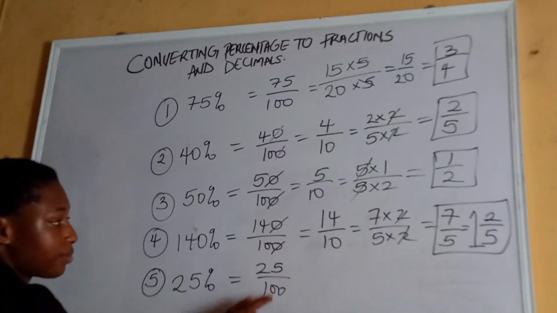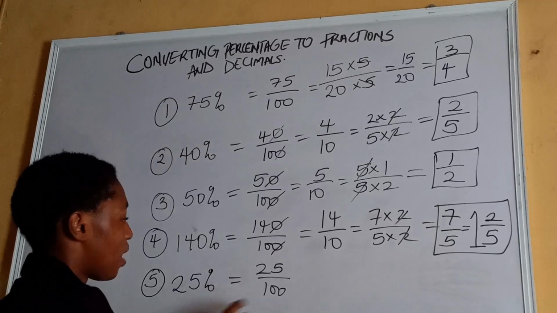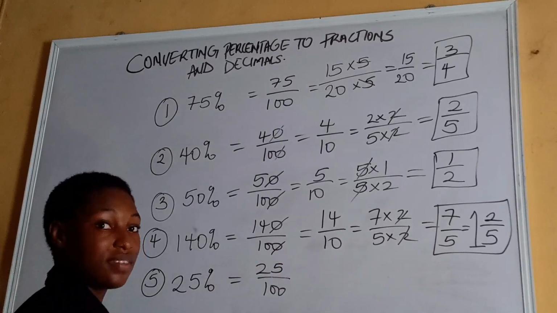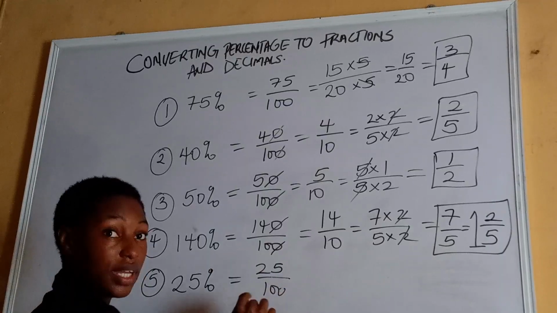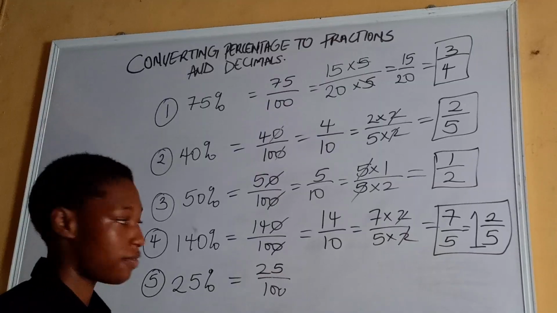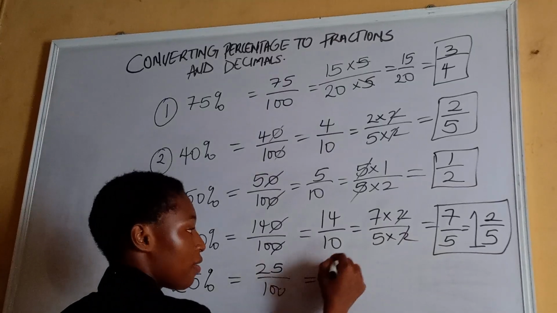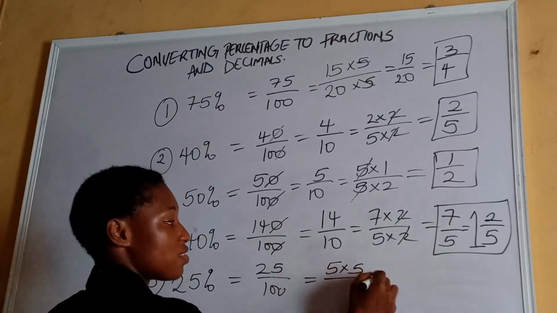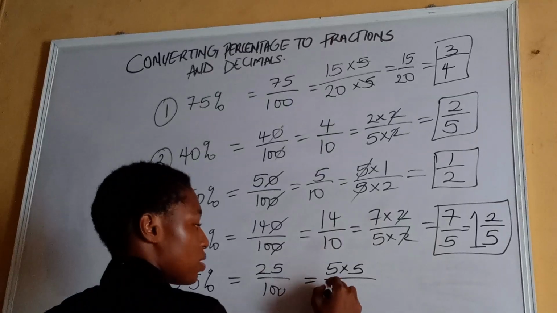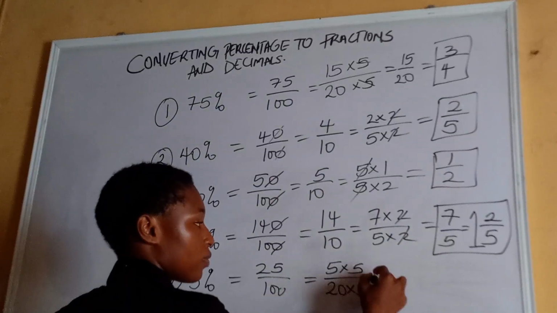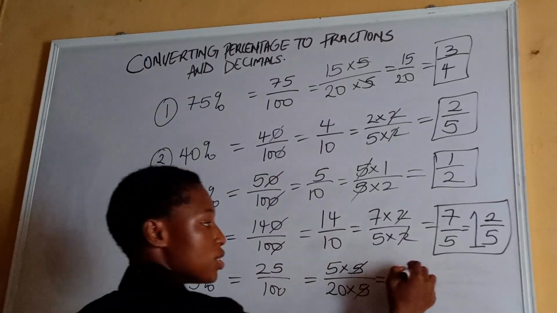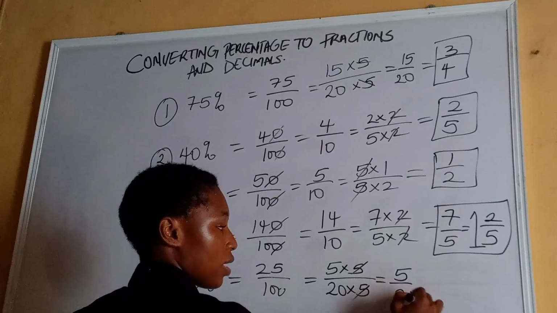For this one, what do we have here? We have 25 over 100. Now I've told you before that anytime you have 5 there and then you have 0 down as your denominator, you can divide that fraction by 5. So I know here that 5 times 5 gives me 25, right? And 20 times 5 will give me 100. If you simplify this, 5 will cancel 5. I'm left with 5 all over 20.